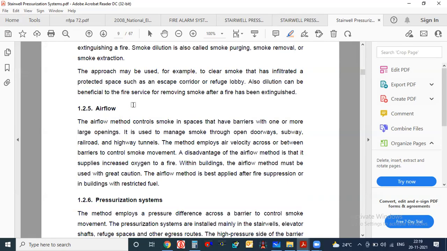One method is the airflow method, which controls smoke in spaces that have barriers with one or more large openings. It is used to manage smoke through open doorways, subways, railroads. The disadvantage of the airflow is that it supplies increased oxygen to a fire. Okay, if air is flowing, obviously the oxygen is provided.